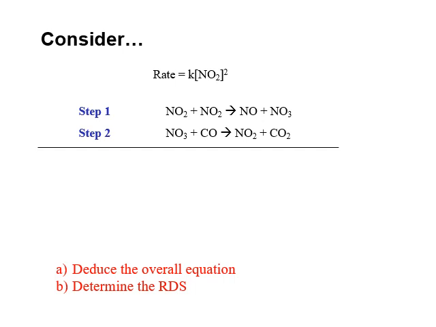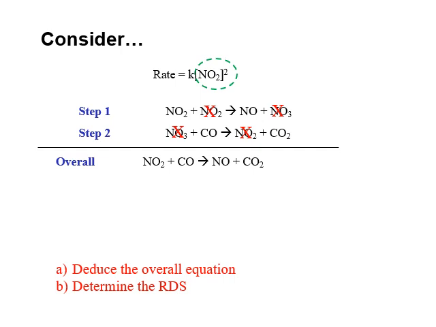Okay, so firstly, the overall equation. Well, we can see that NO2, one molecule is there at the start and one molecule is there at the end. So we can cancel one from the start and one from the end. We can also see that the NO3 is an intermediate. It's made and then used up. And that leaves us with, on the left-hand side, an NO2 and a CO, and on the right-hand side, an NO and a CO2. So that is the overall equation.